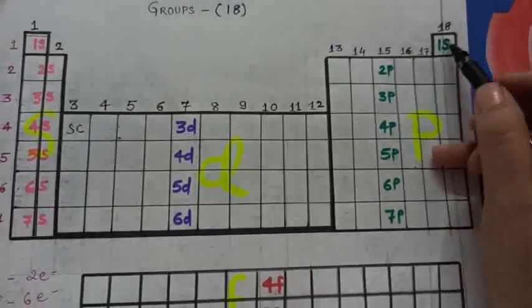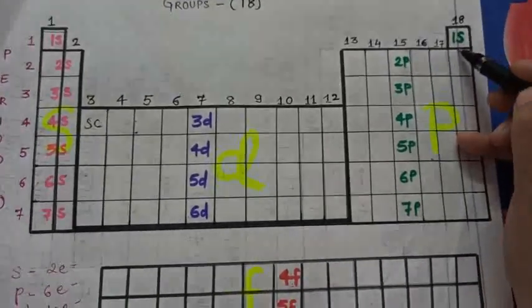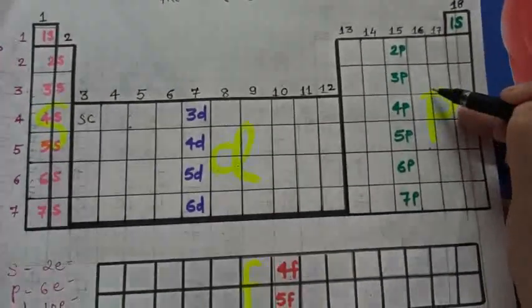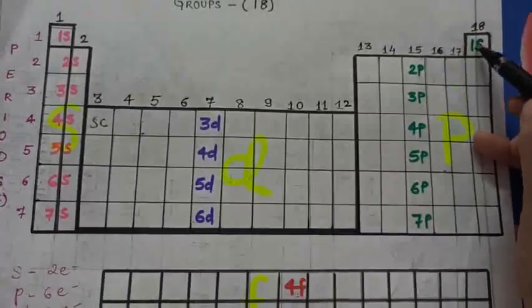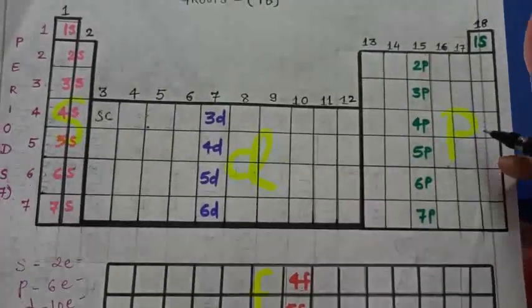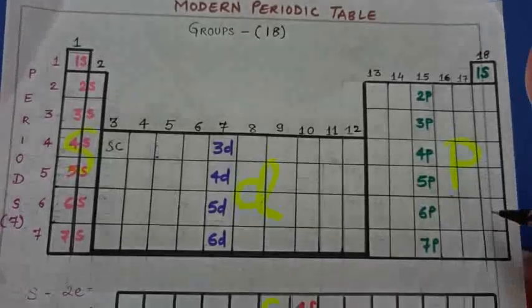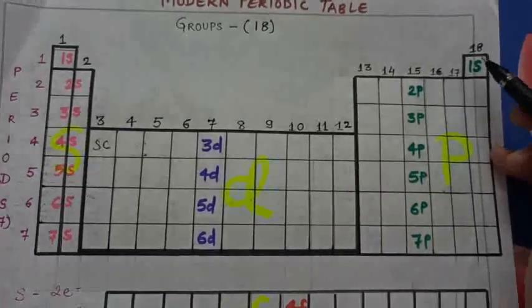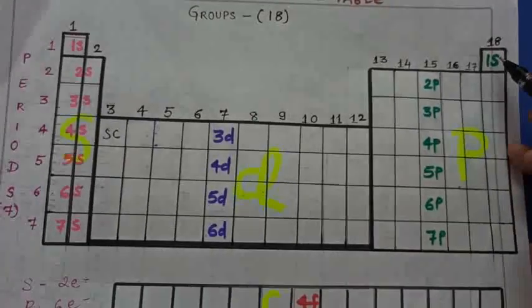In the 18th group at the top I have written 1s, but this is part of the P block. So you should know that here comes helium, and helium is a noble gas. That is why it is kept at the top of the 18th group, because the 18th group is made for the noble gases, and helium is a noble gas because its outermost shell is completely filled.